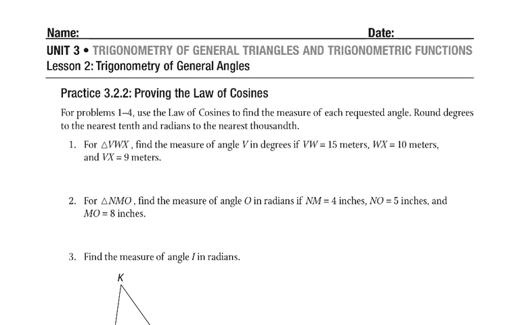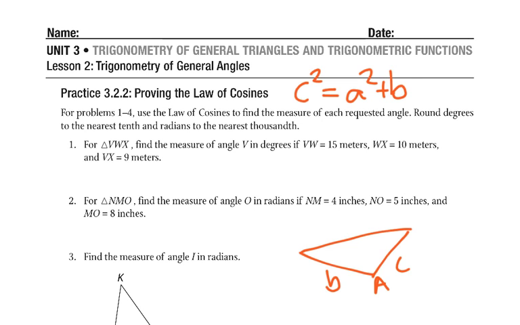Now, sometimes you may not have that. Sometimes you may have something like this, where you know this angle A, but you know sides B and C. So in that situation, we have what we call the law of cosines. And the law of cosines is basically written like this: C squared equals A squared plus B squared minus 2AB cosine of C.